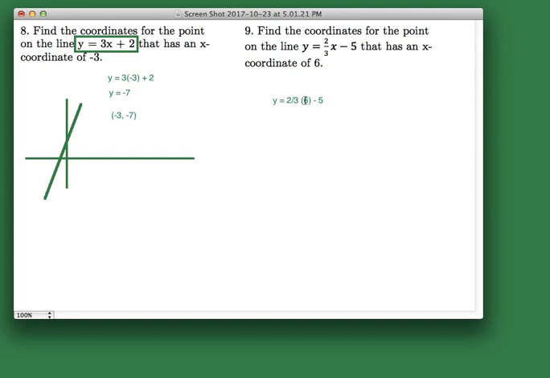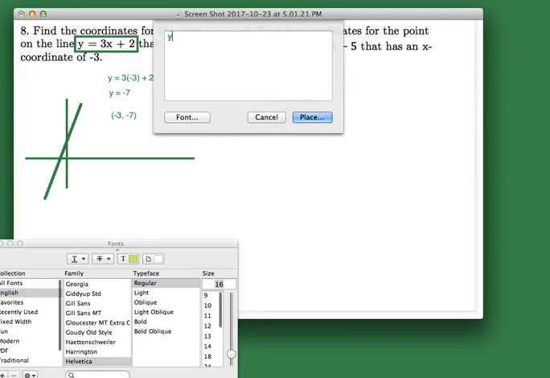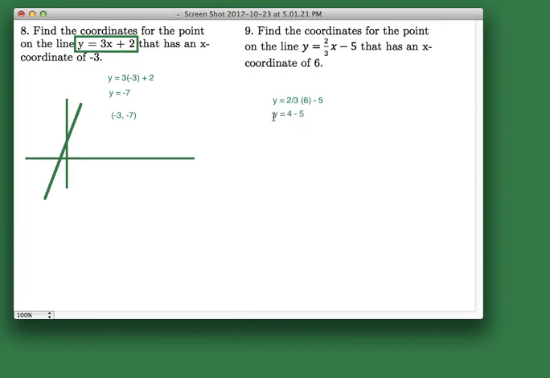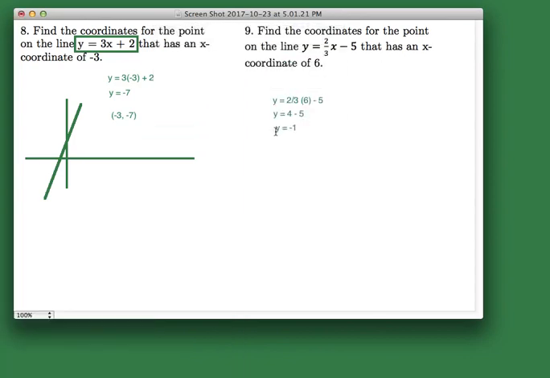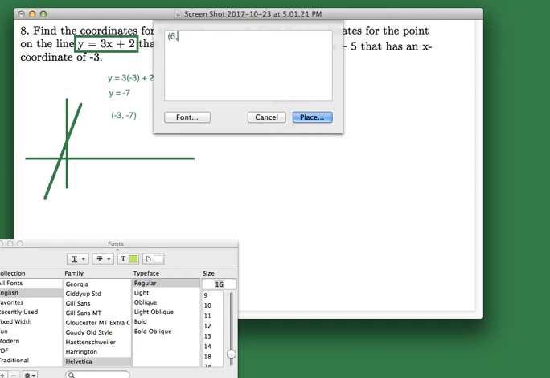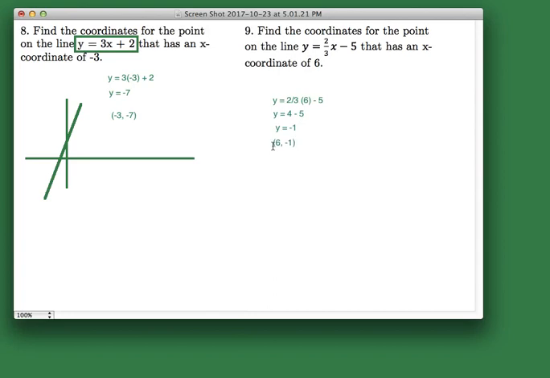And then I do 4, which I just figured out here. Y equals 4 minus 5. And that part's going to be real simple. 4 minus 5 is just going to give me that y equals negative 1. Since I figured out that y equals negative 1, and my x was 6, the coordinates for this point are 6 for the x, minus 1 for the y. There's your answer.